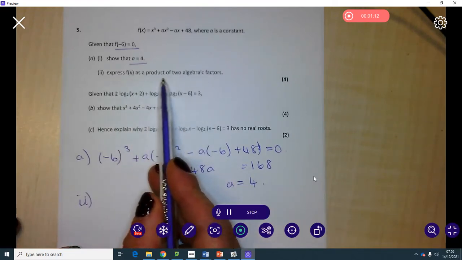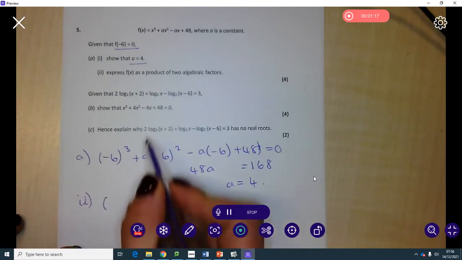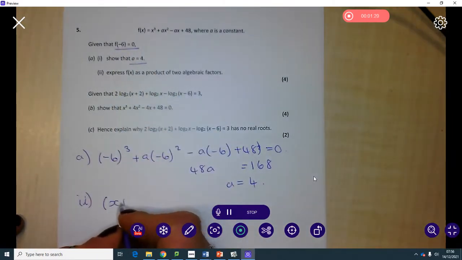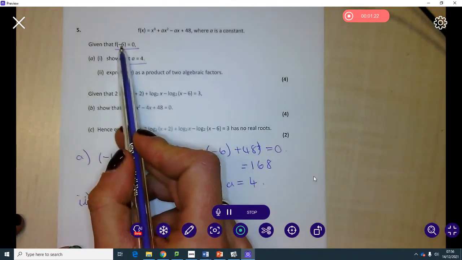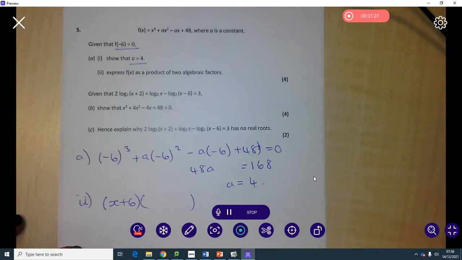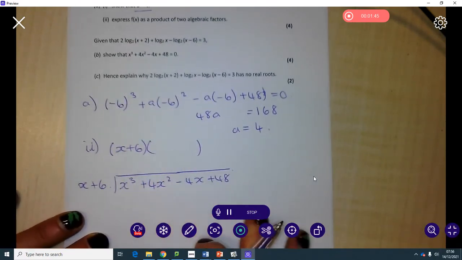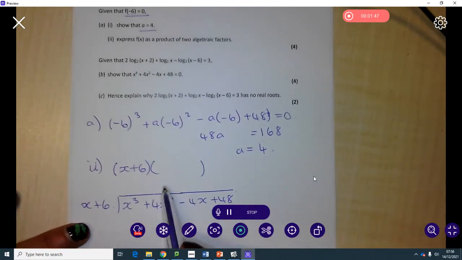Part 2, express f of x as a product of two algebraic factors. So you can either do this by using x plus 6 as one factor, because we know f of -6 is 0, so x plus 6 is a factor, and then filling in the blanks, or you could do it with polynomial division, using the fact that a is 4. And again, divide by x plus 6. I'm going to go for this method because that's the way most of you did it on your homework.